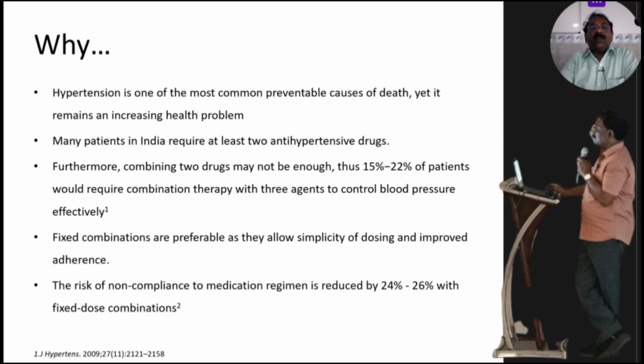Many patients in India require at least 2 antihypertensive medications. Combining 2 drugs may not be enough. Thus, 15 to 22% of the patients would require combination therapy with 3 agents to control the blood pressure effectively. Fixed combinations allow simplicity of dosing and improve adherence. The risk of non-compliance to medication regimen is reduced by 25% with fixed dose combinations.